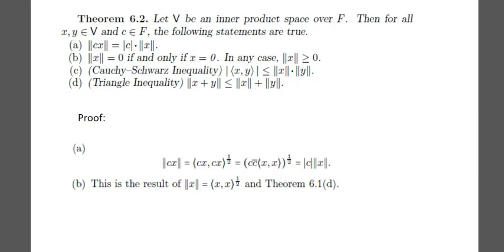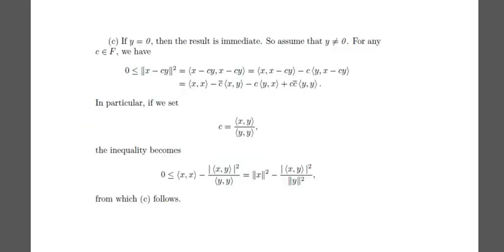First part, norm of cx is equal to square root of inner product of cx comma cx. Now we take c common from the first and second component. The second component will give you c bar. So we have c into c bar into inner product of x comma x, all this raised to power half. This is equal to mod c into norm of x. Now second point, norm x is equal to under root of inner product of x comma x. We have already seen in previous theorem that inner product of x comma x is 0 if and only if x is equal to 0. Let us see the Cauchy Schwarz inequality.